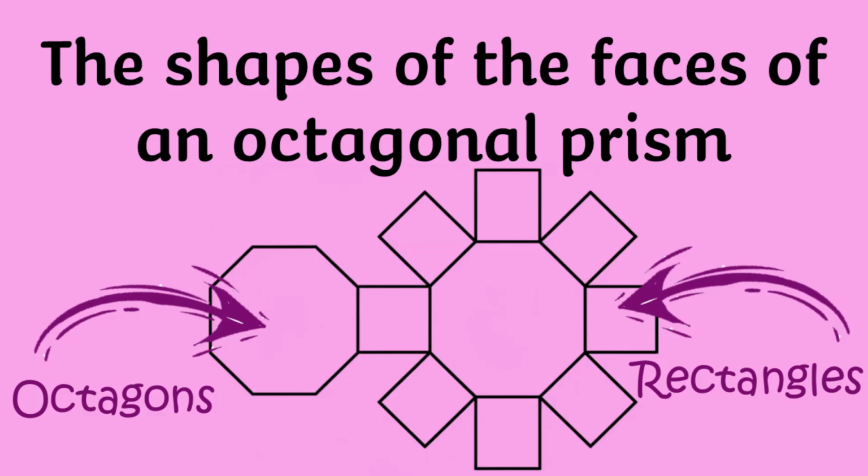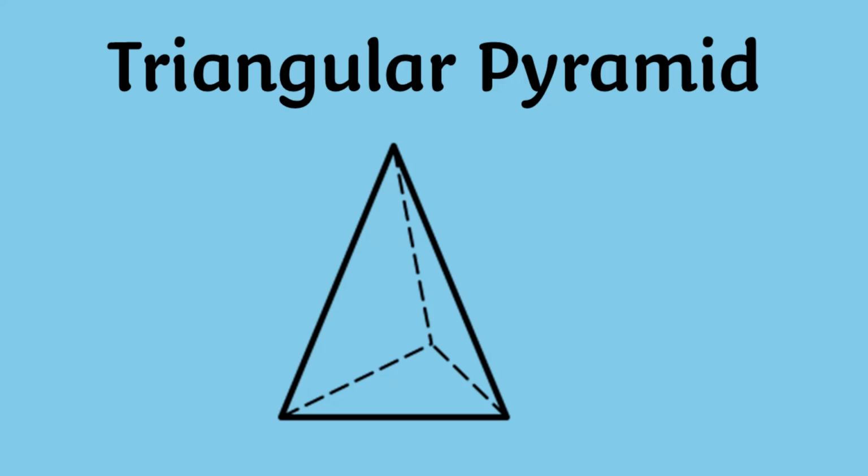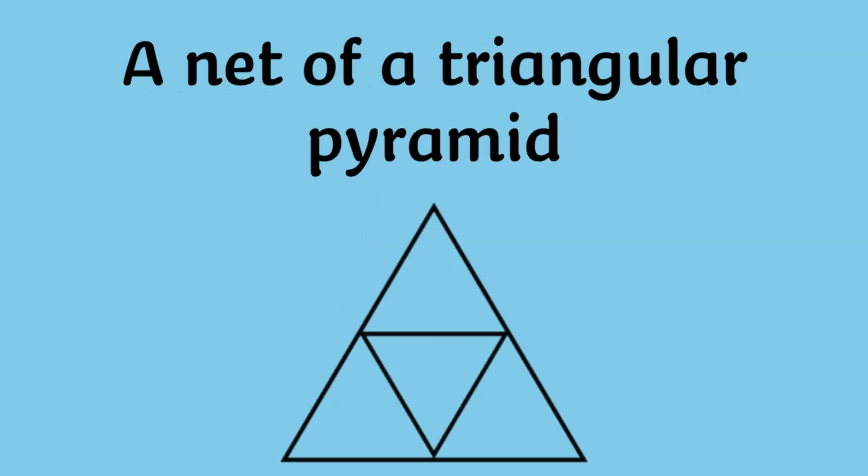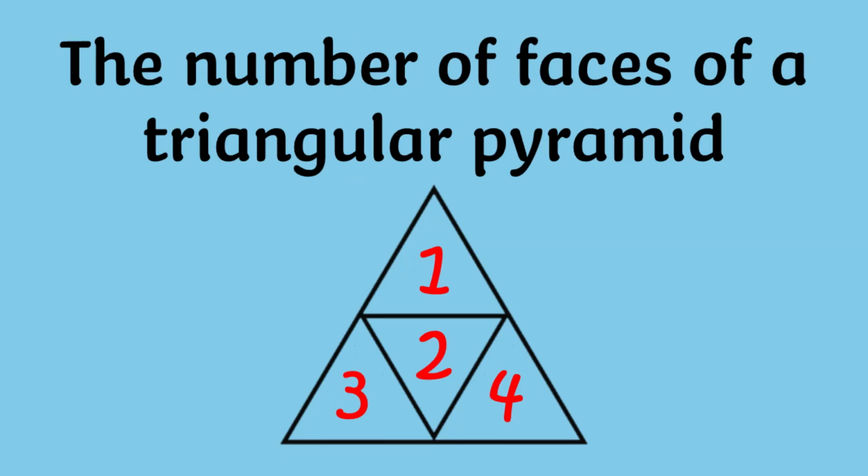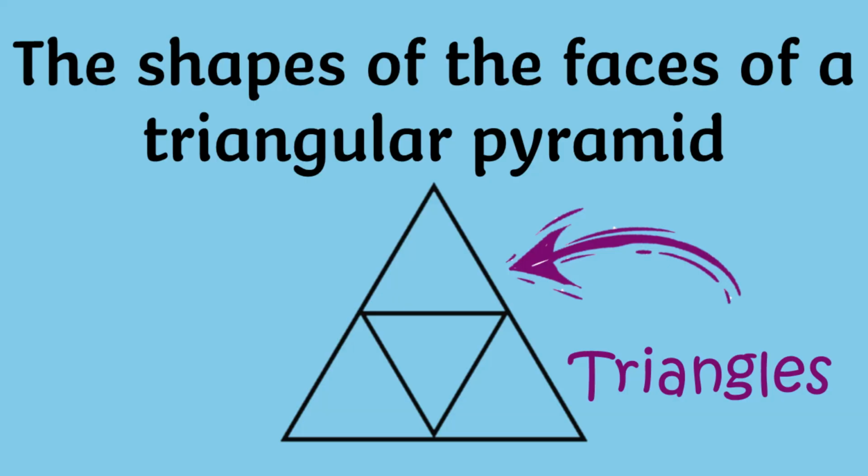Let's do the first one together. Here is a triangular pyramid. The triangular pyramid has a triangle base and the sides are also triangles. This is an example of a net of a triangular pyramid. Do you see how many faces the triangular pyramid has? Yes, there are 4 faces. What about the shapes of the faces? Easy. All of the faces are triangles.